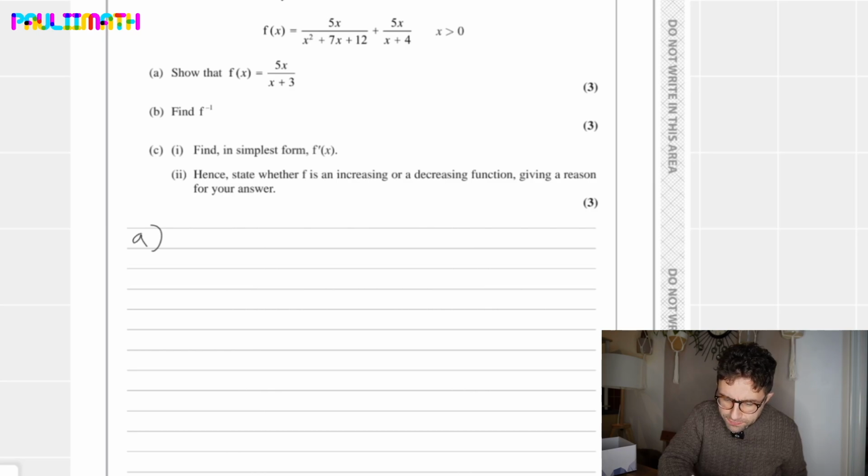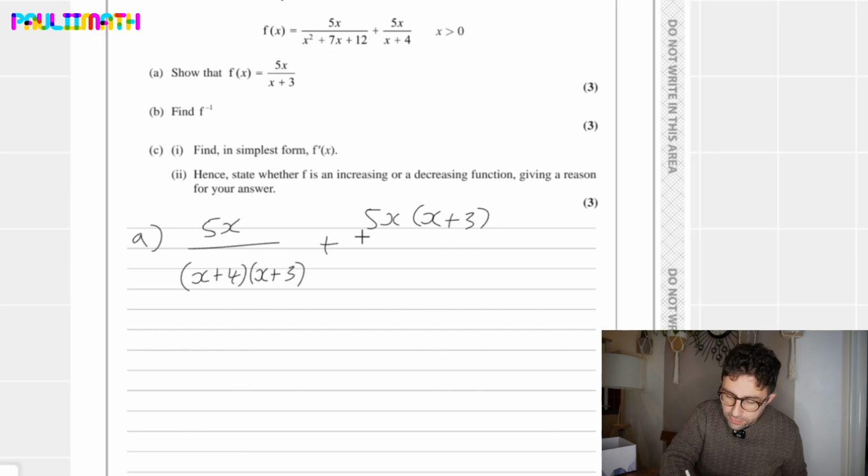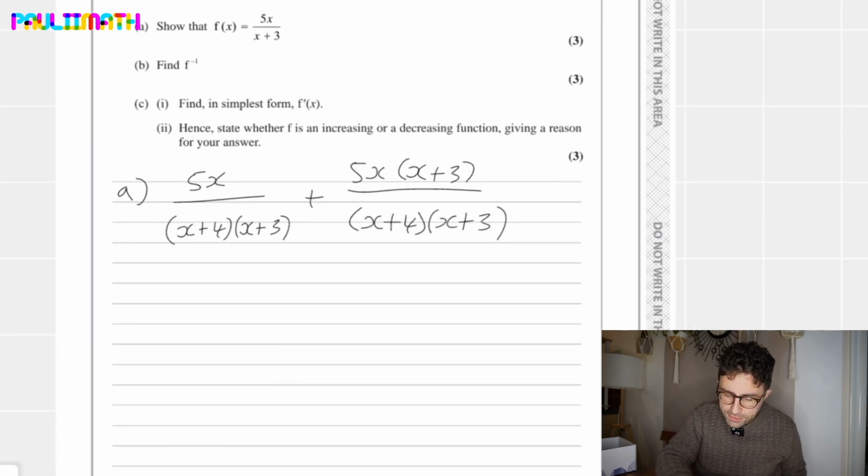Now, there's already an x plus 4 factorised in the bottom of the left-hand side. I think there will be, because that will factorise as x plus 4, x plus 3. So what we're going to do is times top and bottom by x plus 3 on the right-hand fraction. Looking good. Now we can add them together and you will get on the top 5x plus 5x squared plus, some would say, 15x.